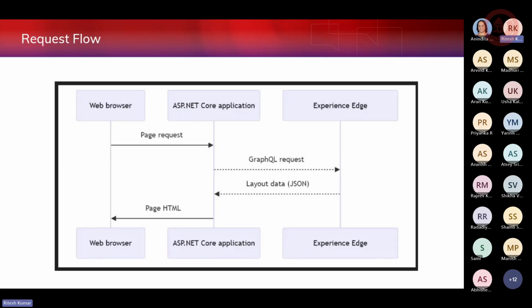So if you see, you've got your web browser, you have your running ASP.NET Core application, and the experience edge is more around your XM Cloud or Sitecore AI, right? Which gives you data in the form of GraphQL or as a JSON response. So what typically happens, you must have worked like this, this piece of the application is mostly built on React or Next or any other latest JavaScript framework, right?